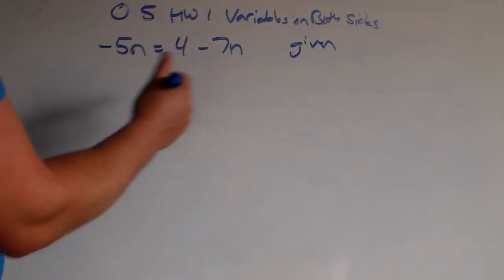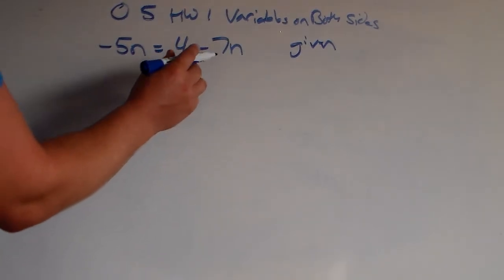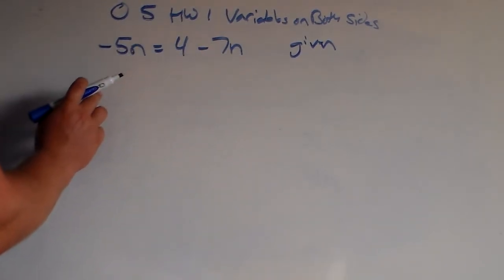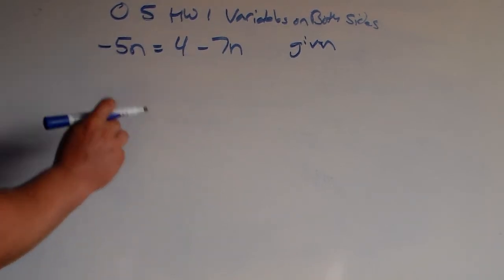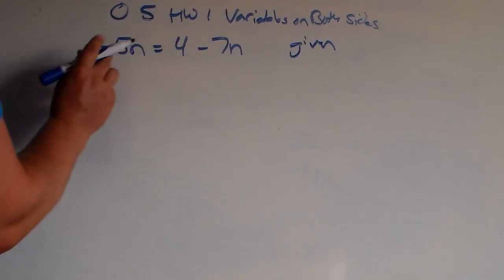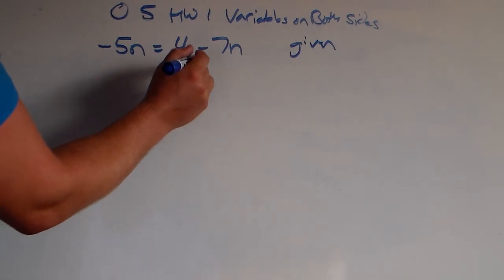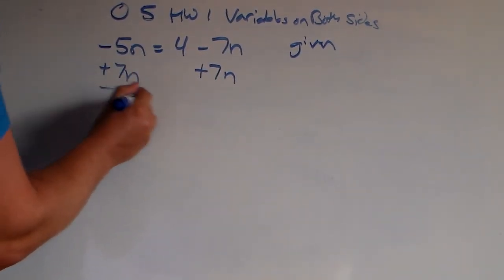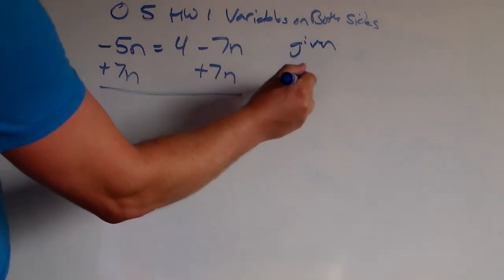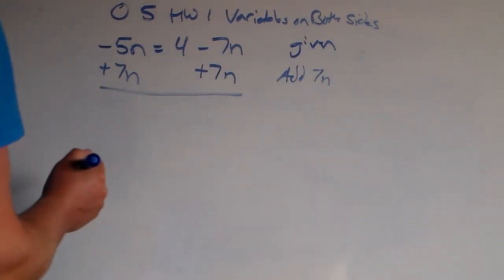What we're going to do, looking at this problem, since negative 7 is bigger than negative 5, it's further away from 0, I'm going to actually move that negative 7 over to the other side to help make it more positive numbers. So the opposite of negative 7n is add 7n to both sides of the equation. So add 7n to both sides.